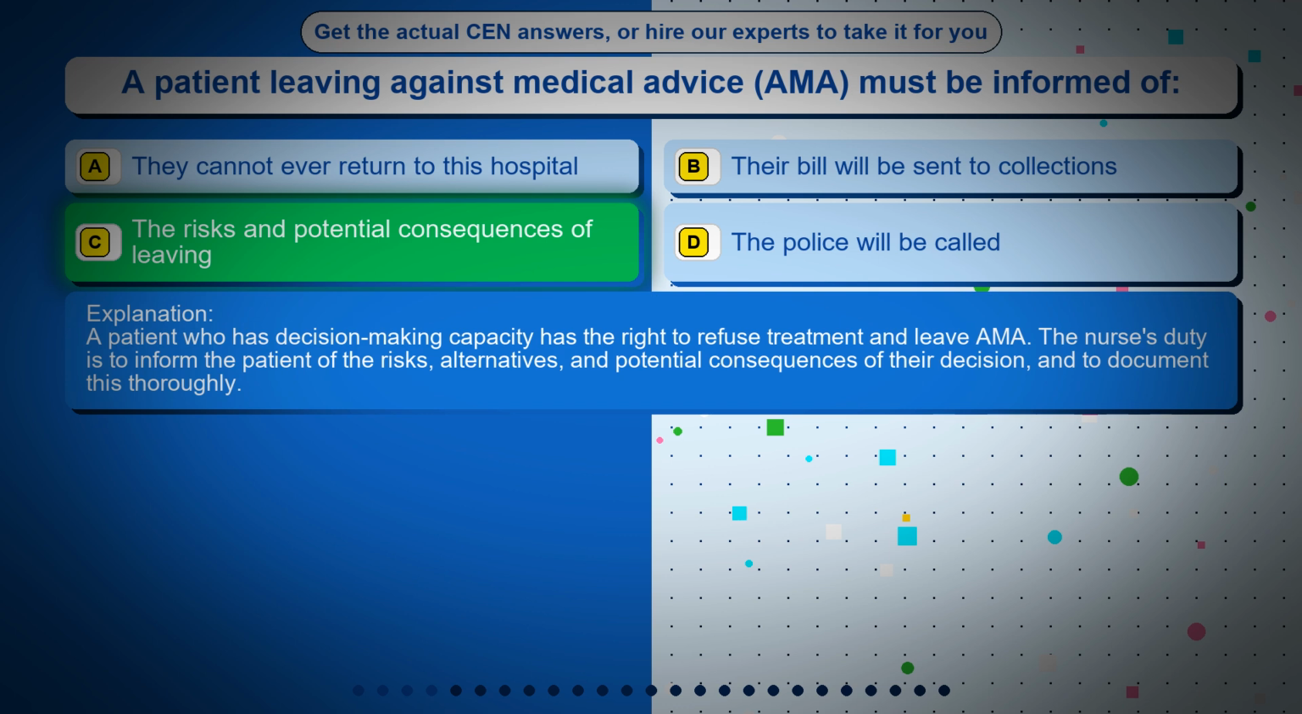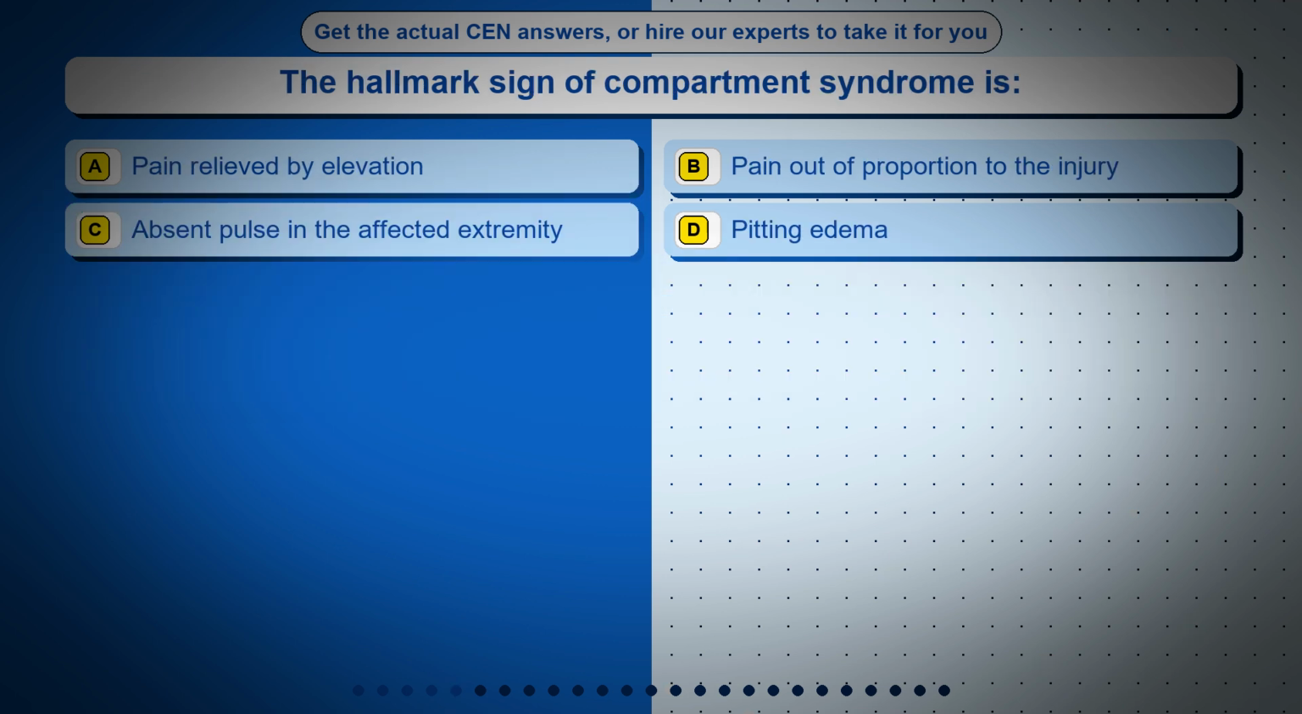A patient who has decision-making capacity has the right to refuse treatment and leave AMA. The nurse's duty is to inform the patient of the risks, alternatives, and potential consequences of their decision, and to document this thoroughly.